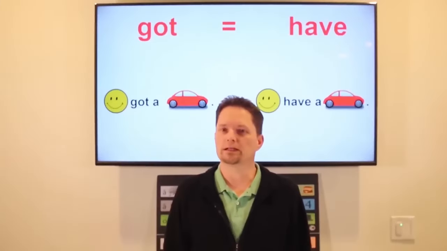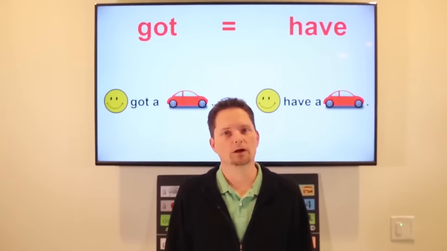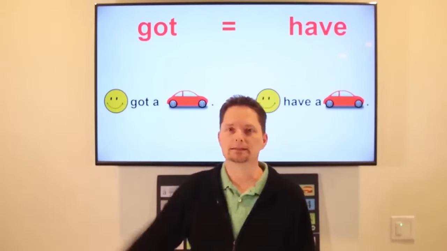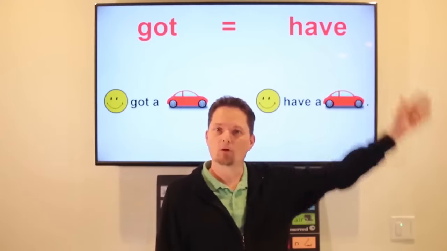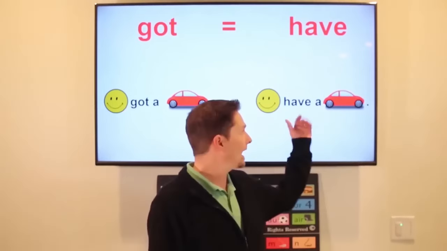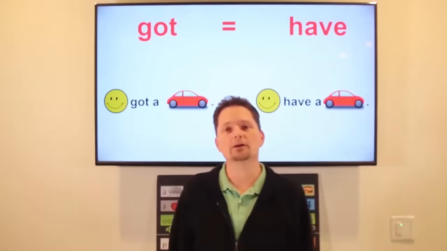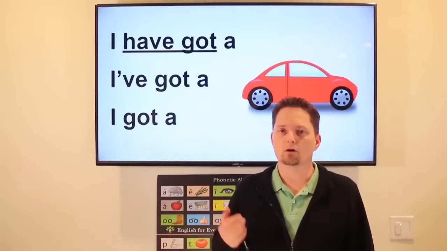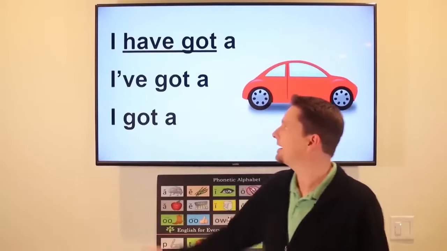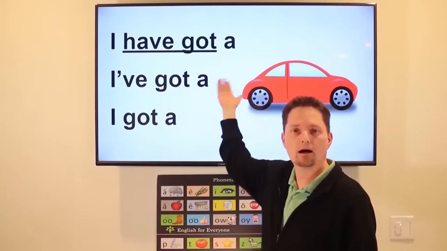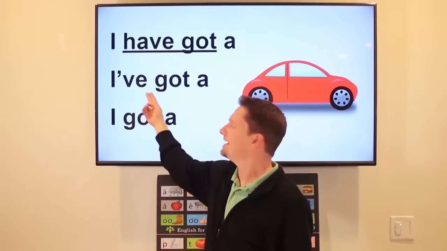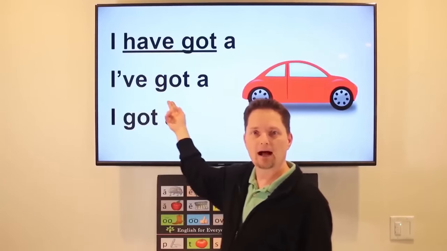Hello, welcome to English for Everyone. Today, we're talking about the action got. Got is the same as have for possession. You can say, I have a car, and you can say, I got a car. Let's find out why. So, in original, correct English, we say, I have got a car. I have, contraction, I've. I've got a car.